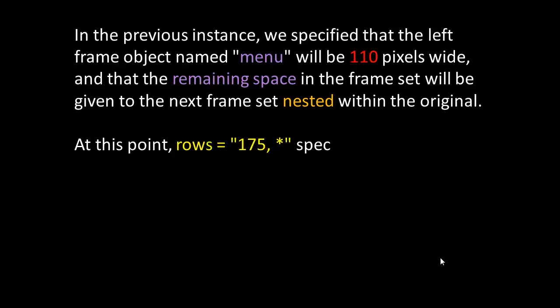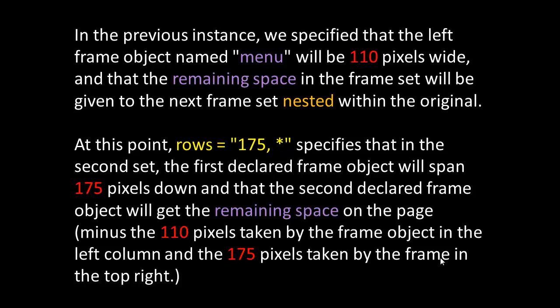Again, if rows and columns seem confusing, let's review this. In the previous instance, we specified that the left frame object named menu will be 110 pixels wide with cols equals 110, and that the remaining space in the frame set will be given to the next frame set nested within the original. At this point, we then used rows equals 175 and the asterisk to specify that in the second set, the first declared frame object will span 175 pixels down, and that the second declared frame object will get the remaining space on the page, minus the 110 pixels taken by the frame object in the left column, and the 175 pixels taken by the frame in the top right.